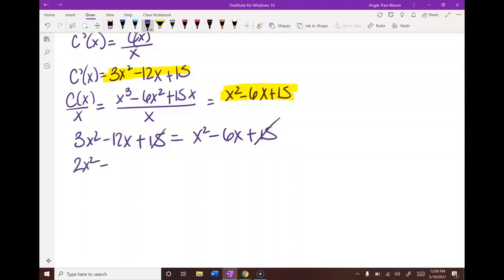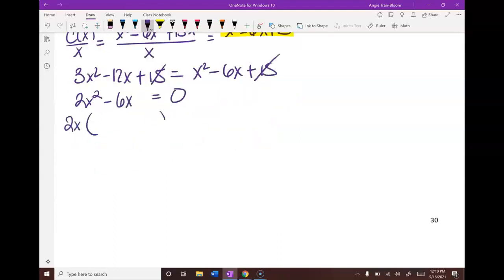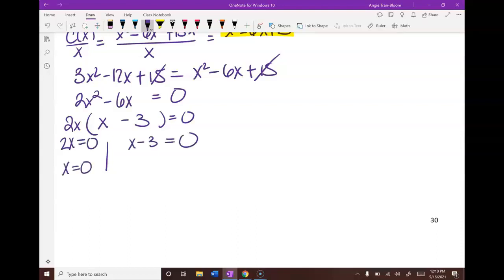Add 6x to both sides. That's 6x equals 0. Take out 2x, so that's your greatest common factor. You should have an x minus 3 left. Take each factor, set it equal to 0. x equals 0. Well, it doesn't make sense to make 0 products in this application. So the other answer is going to be 3. But remember, it's 3,000 units. So make sure we add in the thousands.